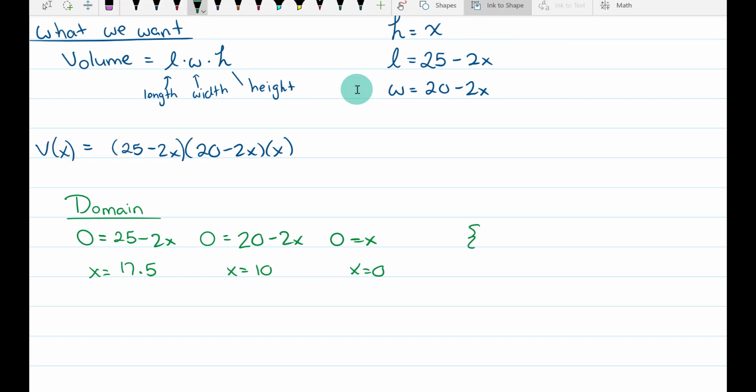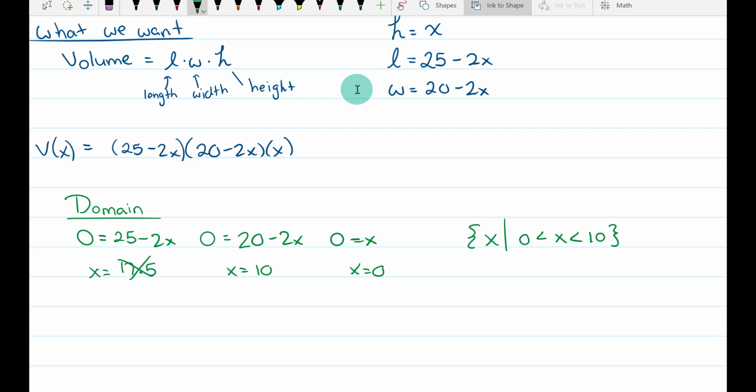So this means that the domain is between 0 and, here's the catch, is it 17.5 or 10? Remember, these x values have to work to satisfy every piece of this. If you were to plug 17.5 into here, it would be okay. If you plug 17.5 into here, it would be okay. But if you plug 17.5 into the middle one, you're going to end up getting a negative. So that doesn't work. That's why this value doesn't work. So our domain only goes to 10.